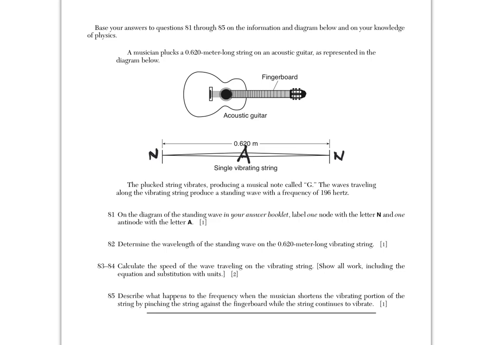Let me just redraw this diagram. So we have wall, and then we have nodes on the end, and then we have the antinode in the middle. But that's only one part of the full cycle. Nodes are half a wavelength apart. We can see that from one node to the next node, that's only half the full wave. So if 0.620 meters is half the wavelength, then the wavelength is 1.24 meters.